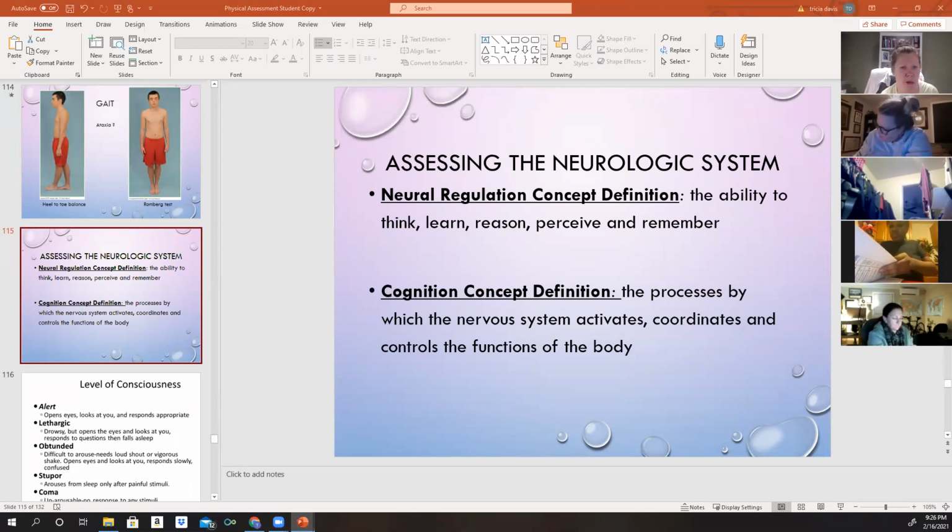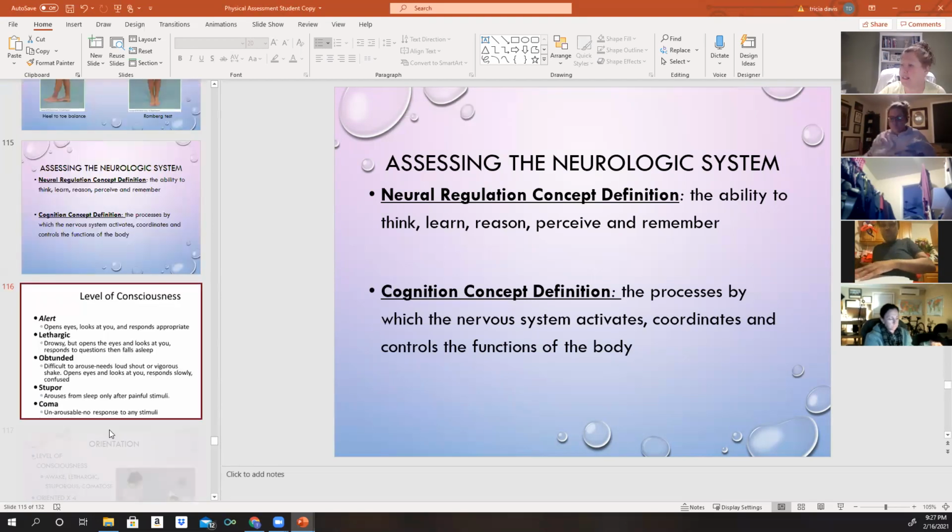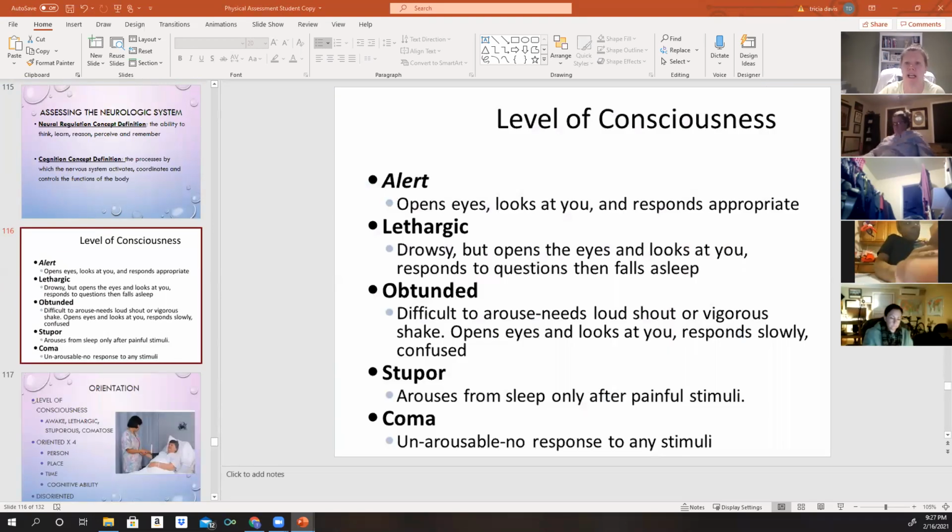So our neural regulation is the ability to think, to learn, to be able to reason, to perceive, and to remember. Cognition is the processes by which the nervous system activates, coordinates, and controls the functions of our body. So when we are assessing their level of consciousness, we are looking, are they alert? So when you walk in the room, are they sitting there with their eyes open? Or when you call their name, do they open their eyes and respond? Do they look at you and do they respond appropriately? Do they acknowledge you? Are they lethargic? Are they drowsy, but their eyes open when you call their name? And they respond to questions, but they fall asleep?